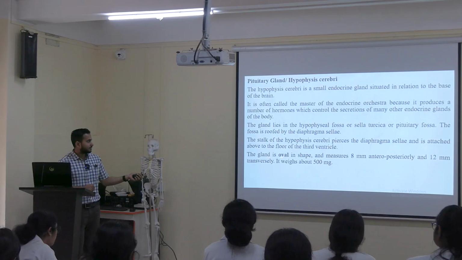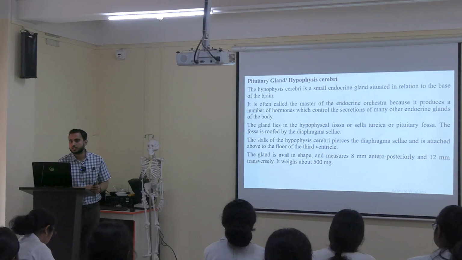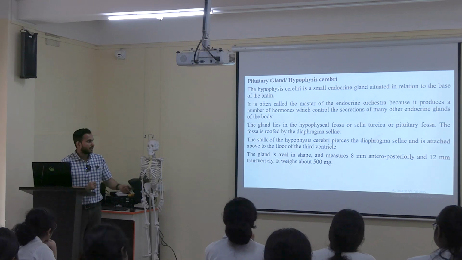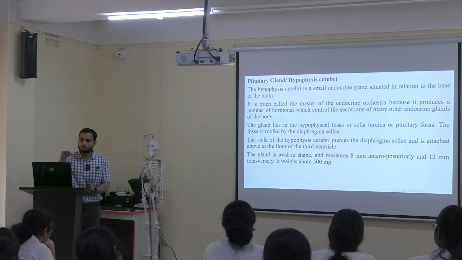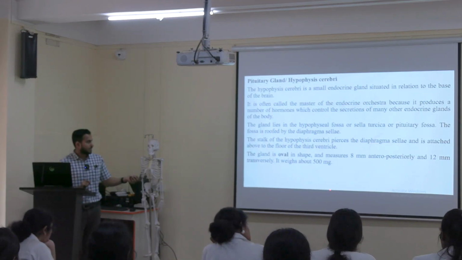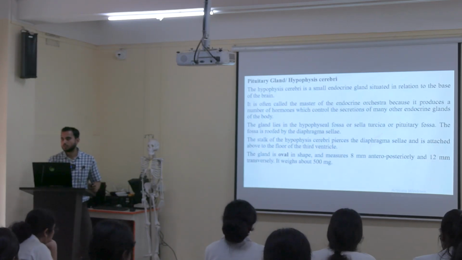Now if you see the gland, what is the shape? It is oval in shape. Dimensions are very small, only 8 millimeter anteroposteriorly. Just imagine, 8 millimeter anteroposteriorly and 12 millimeter transversely, and the weight is only 500 milligram. So you can imagine how small the gland is.